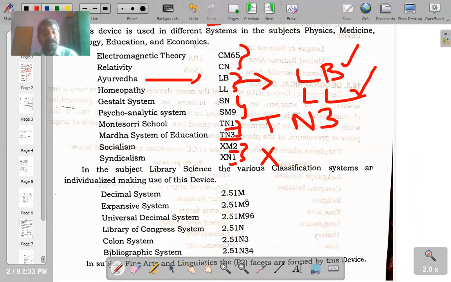So time isolates are used to construct almost all the systems: the medical systems, our education systems, our psychology system, our economic system. All these systems are created, generated, sharpened using time isolates. That is what we call making use of chronological device. Okay. Now let us come back to our own discipline, library science.